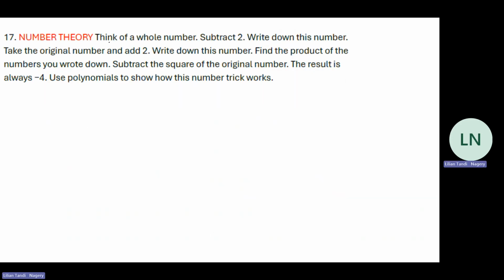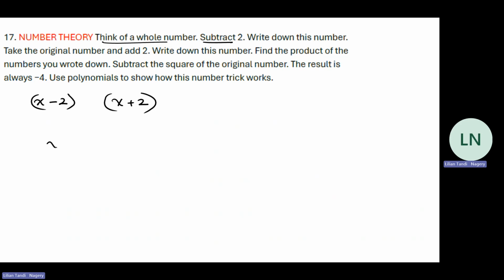Think of a whole number. Subtract 2. So my whole number is x, I subtract 2. Write down this number. Take the original number and add 2, x plus 2. Write down this number. I have done that. Find the product of the numbers you wrote down.